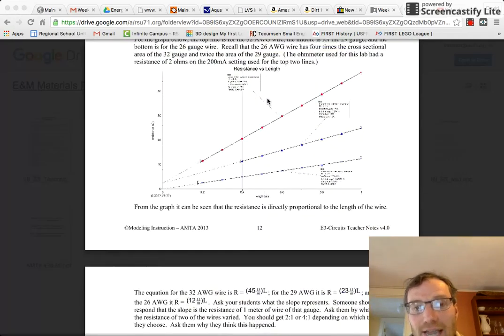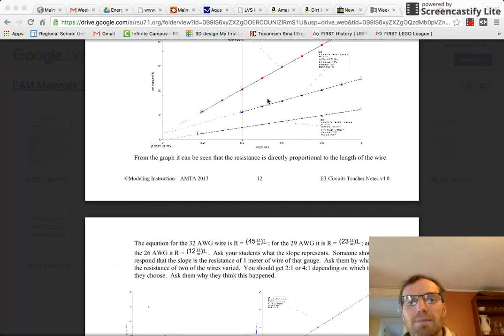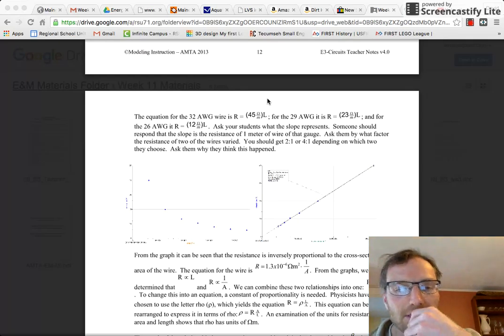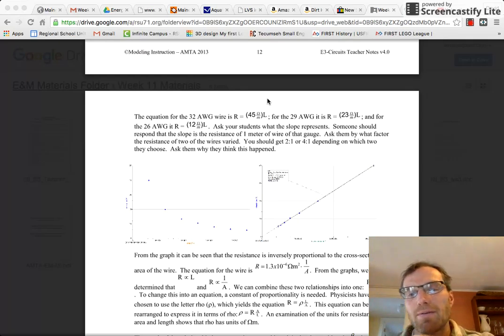He also changed the length of the Play-Doh and found a linear relationship between resistance and the length. And then he looked here. He also did area versus resistance and found that was an inverse relationship. So as you increased the area of the Play-Doh, made a thicker tube, the resistance went down.